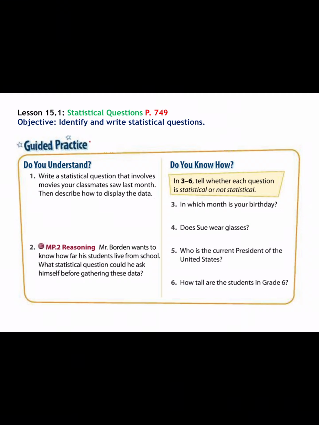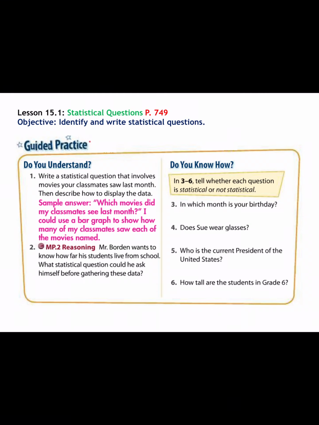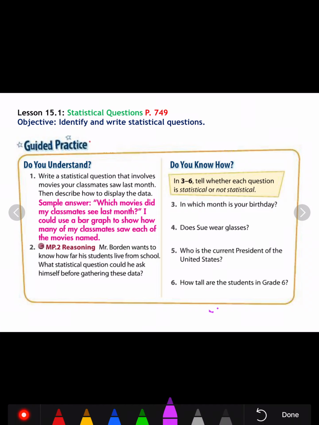Now we will go to another question, which is number 4. In number 4, does Sue wear glasses? So the answer is yes or no. If she wears glasses, all the students will say yes. So this is not a statistical question because we have one answer for this question. In question number 5, who is the current president of the United States? Here it's not, because we have one answer.